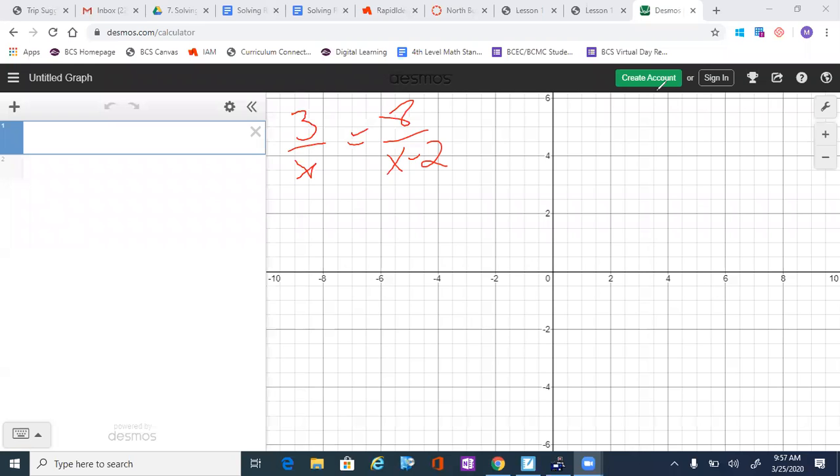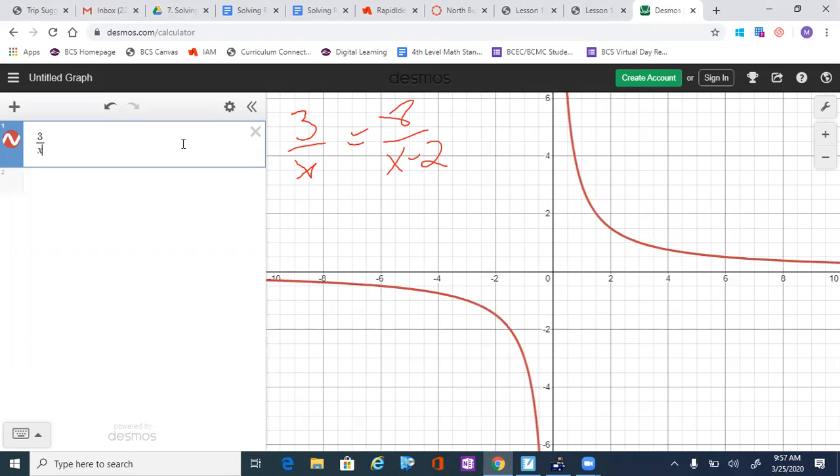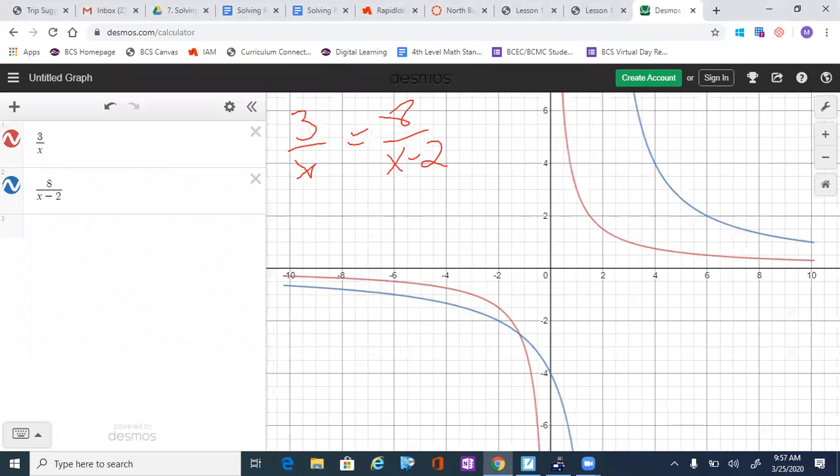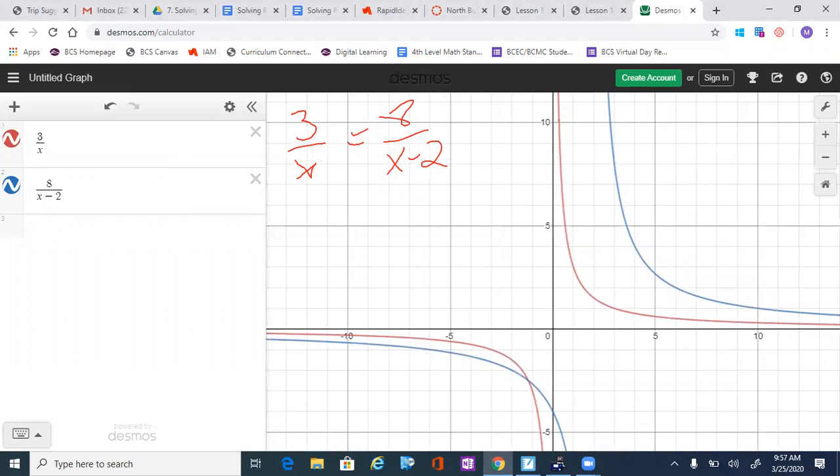All right, here's the first of a few videos on how to solve rational functions algebraically and graphically at the same time. So you'll notice I have 3 over x equals 8 over x minus 2. The first thing I'm going to do is type this into Desmos. I'm going to do it in 2 spots. I'm going to type 3 divided by x on one side, and I'm going to go ahead and type 8 divided by x minus 2 in there. We are going to be looking for where they intersect.